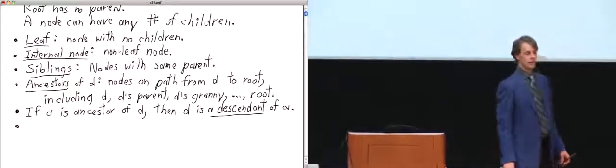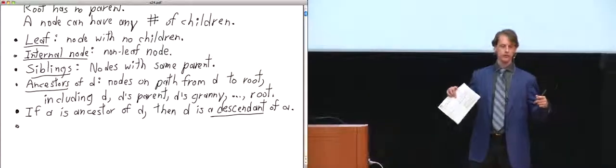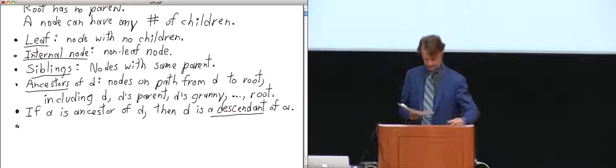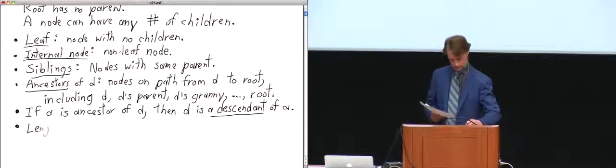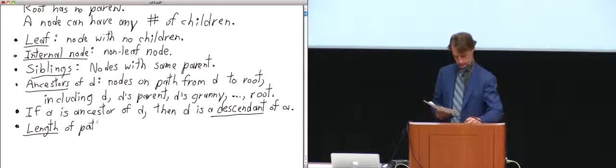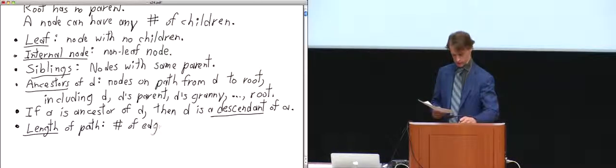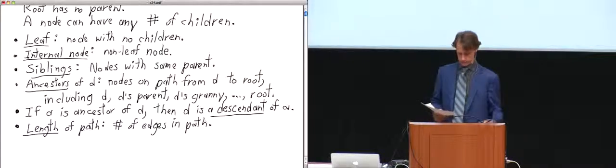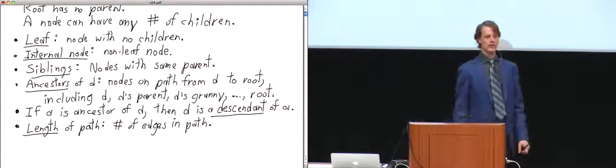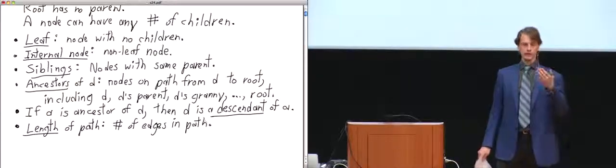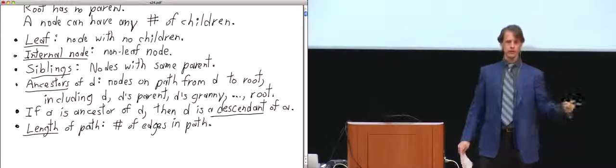We will often talk about the length of a path through a tree, and the length is the number of edges in the path. And we'll use that to define the depth of a node in a tree. The depth of a node is the length of the path from the root to that node.